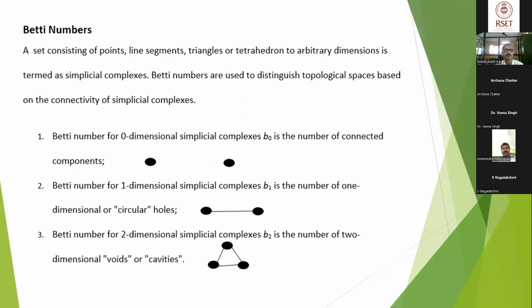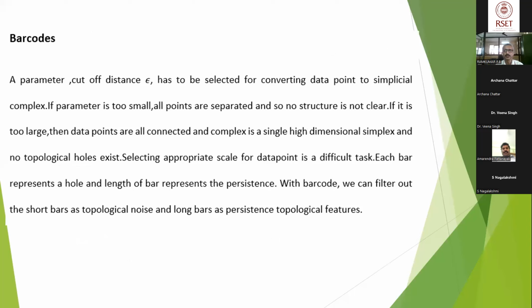When you consider the Betti numbers, the points, line segment, triangle, and tetrahedron are termed simplicial complexes. In the case of zero-dimensional simplicial complexes, B0 is the number of connected components, B1 is the number of holes, and B2 is the number of cavities. Then barcodes. Using these barcodes, we can filter out the short bars as topological noise, and the long bars are persistent topological features.